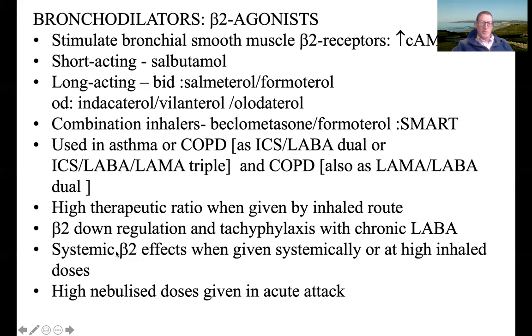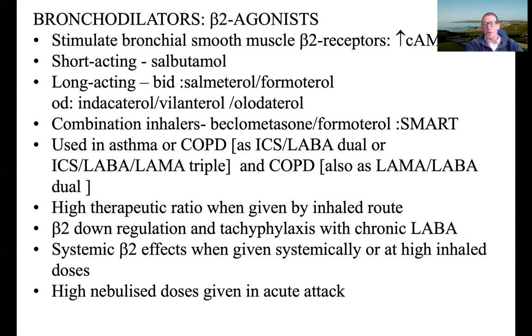If you give beta agonists like salbutamol systemically, which we don't really do, then it stimulates systemic beta-2 receptors elsewhere in the body. There are beta-2 receptors in the heart, so you get tachycardia and palpitations, and there are systemic beta-2 receptors on skeletal muscle, so it gives you the shakes. And it can also cause hypokalemia by promoting influx of potassium into skeletal muscle cells.